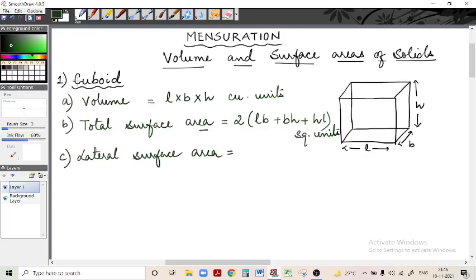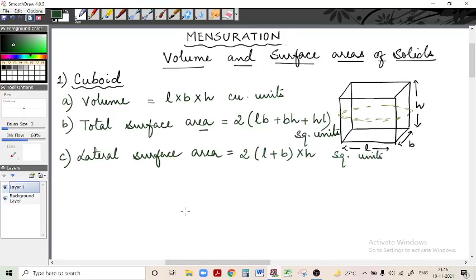Next is lateral surface area. Lateral surface area is what? Lateral surface area means this surrounding area. It is the sum of this plus this plus this, the back side, sideways, all added together. So this will be equal to twice of length plus breadth into height. It is also in square units.